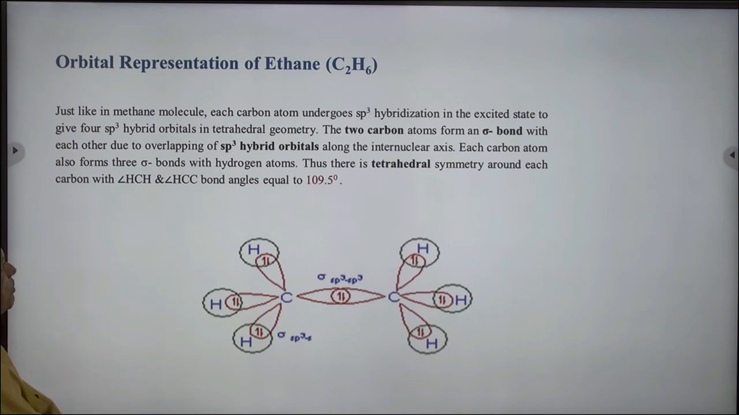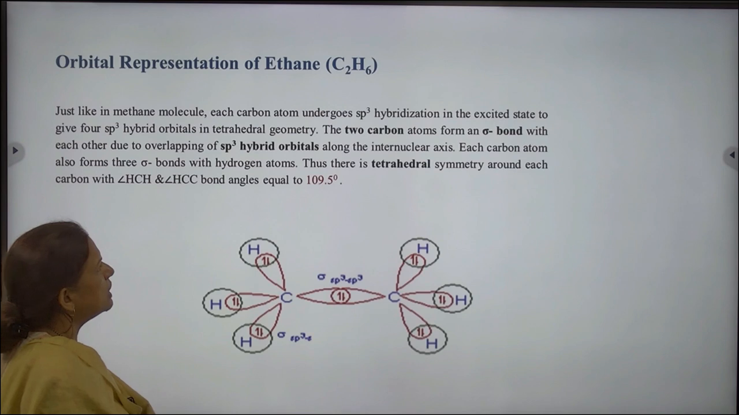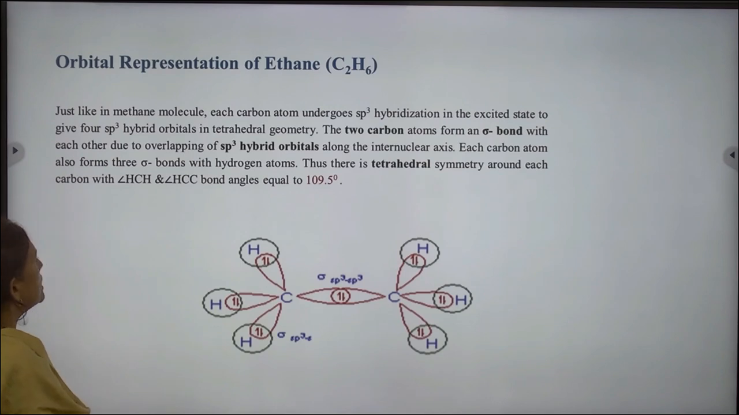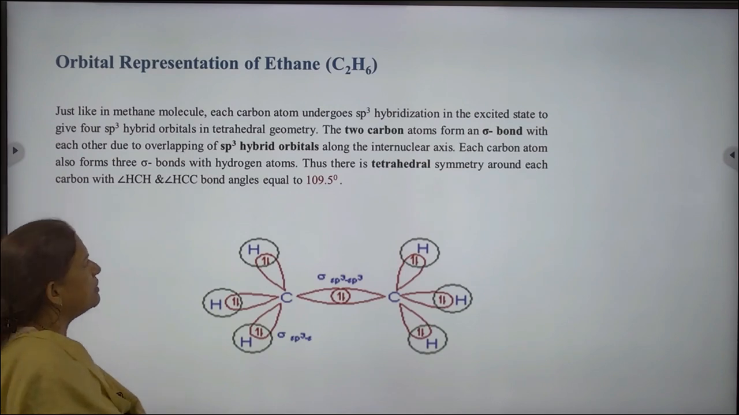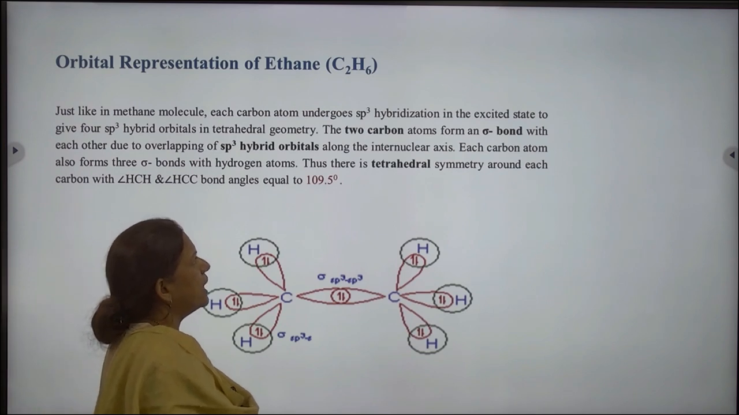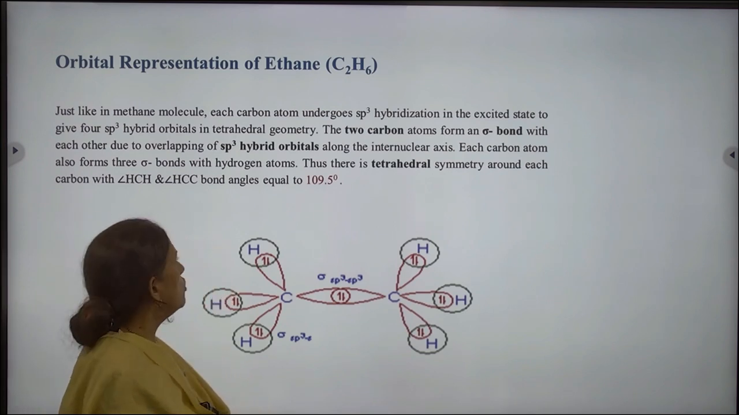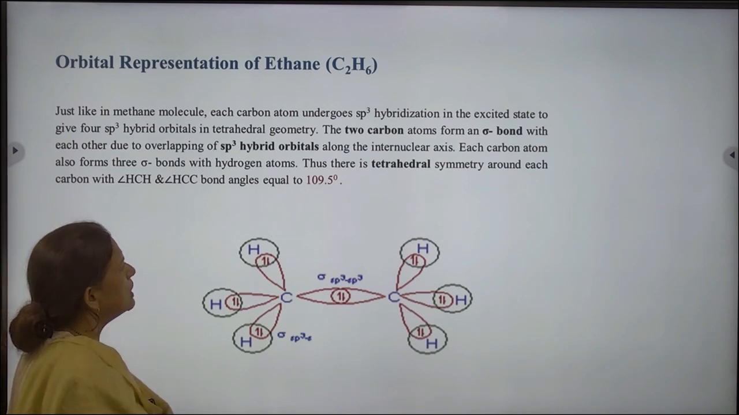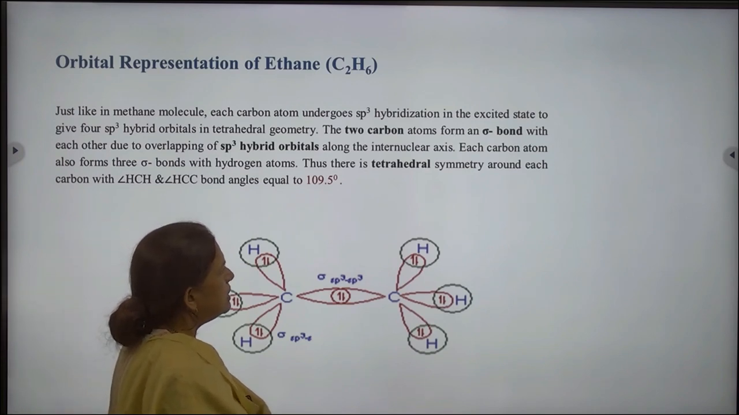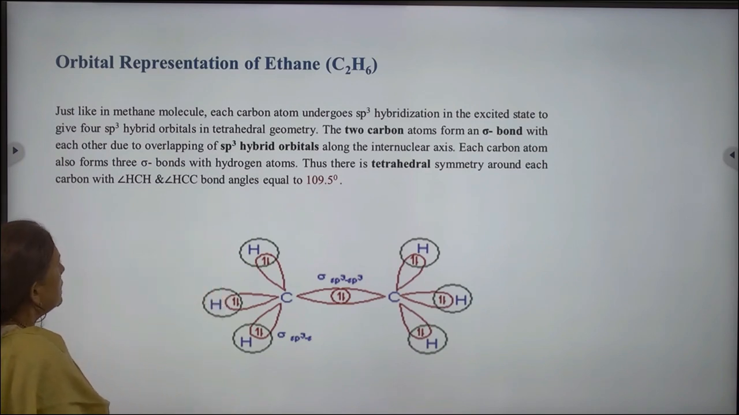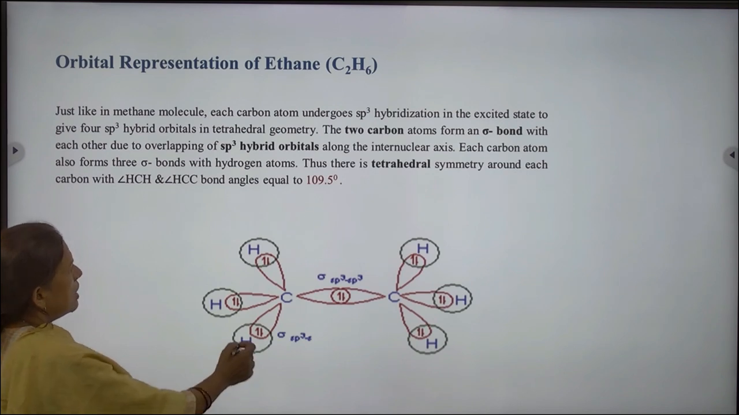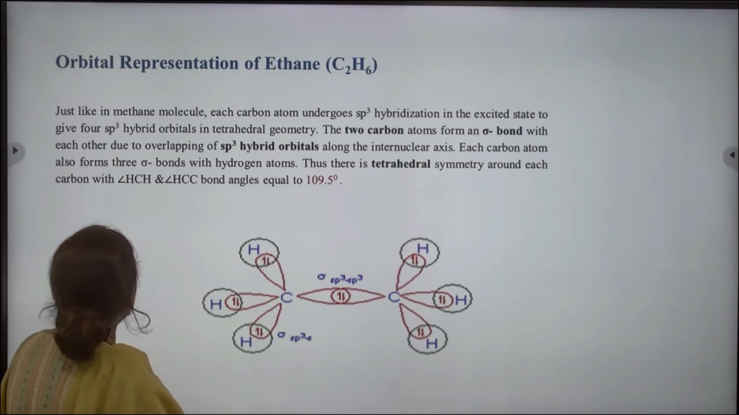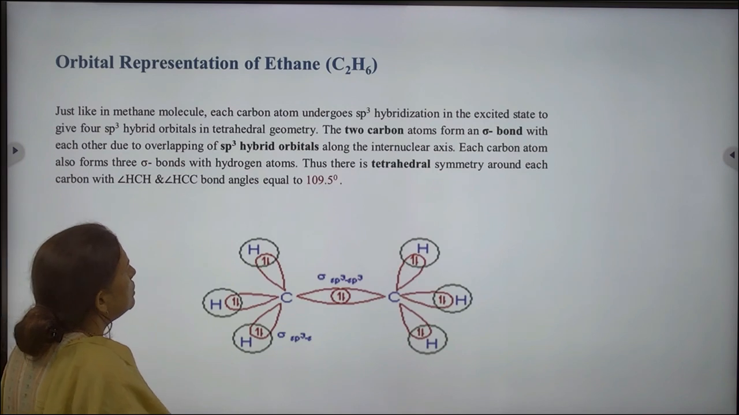Orbital representation of ethane. Just like in methane molecule, each carbon atom undergoes sp3 hybridization in the excited state to give four sp3 hybrid orbitals in tetrahedral geometry. The two carbon atoms form a sigma bond with each other due to overlapping of sp3 hybrid orbitals along the internuclear axis. Each carbon atom also forms three sigma bonds with hydrogen atoms. Thus, there is tetrahedral symmetry around each carbon with bond angle equal to 109.5 degrees.